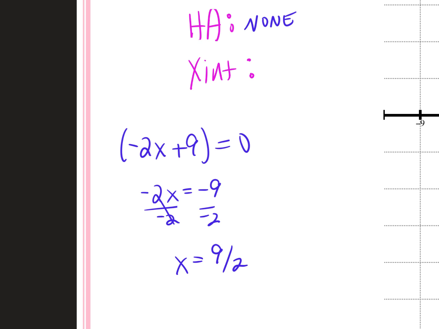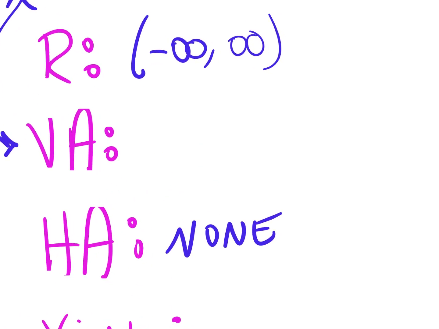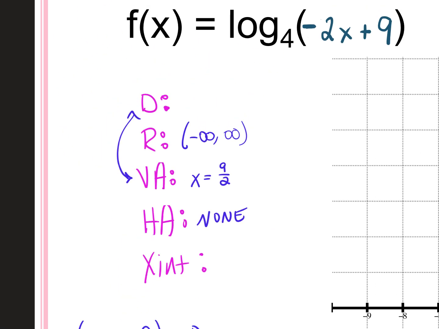Where is that about? Well, 2 goes into 9 how many times? 4, so about 4.5. Just for your mind, so you know where to put it on the graph. All right, so I know that my vertical asymptote is at x equals 9 over 2. You can leave it as 9 over 2.